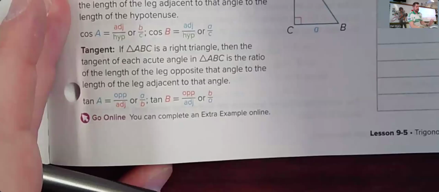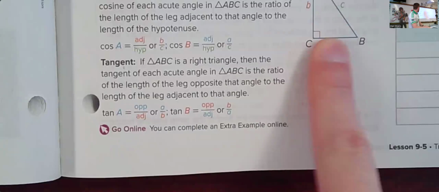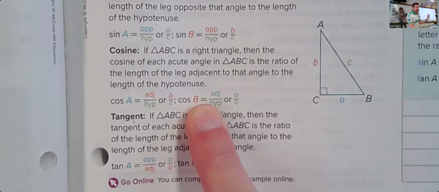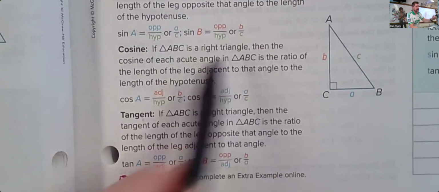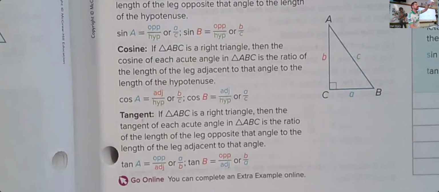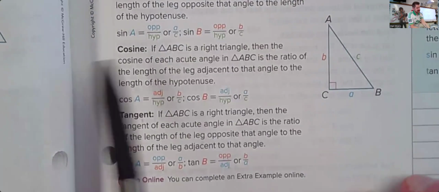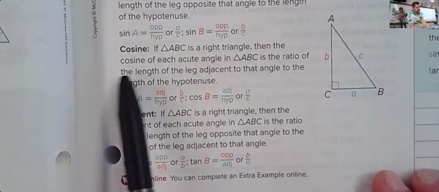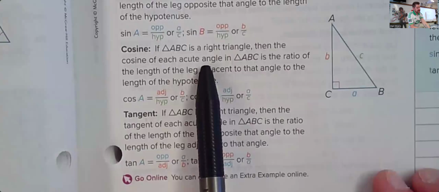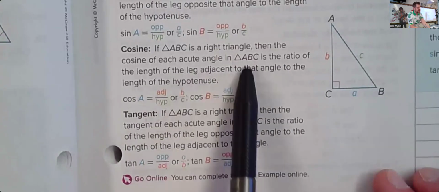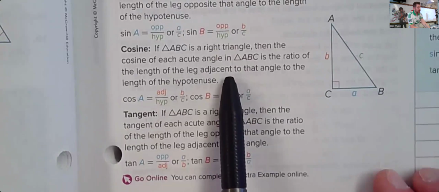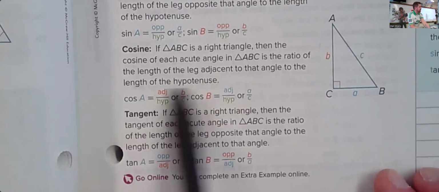So the next one after sine is called cosine. Cosine is a different relationship. Sine is opposite over hypotenuse, comparison from an angle. Opposite meaning look at an angle, look across the triangle to the side that is opposite from that angle, and then put that side over the hypotenuse. Cosine says if you have a right triangle, then the cosine of each acute angle is the ratio of the length of the leg that is adjacent to that angle over the hypotenuse.